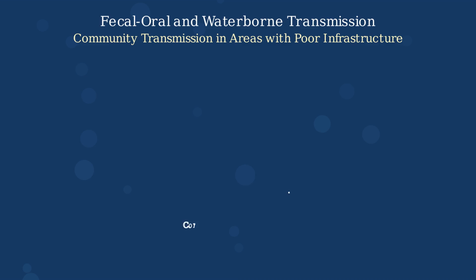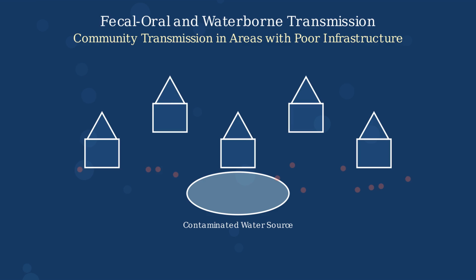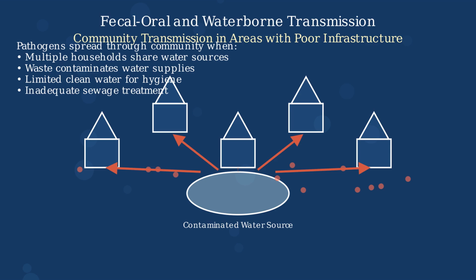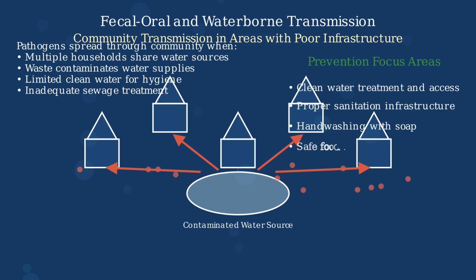In communities with poor infrastructure, waterborne diseases spread rapidly. When multiple households share contaminated water sources, pathogens cycle through the community. Inadequate sewage treatment and waste disposal further contaminate water supplies, while limited clean water makes proper hygiene difficult. Prevention of fecal-oral diseases focuses on several key areas: improving access to clean water through proper treatment systems, developing adequate sanitation infrastructure, promoting hand washing with soap, and ensuring safe food handling practices.